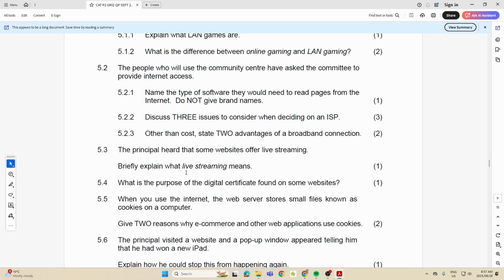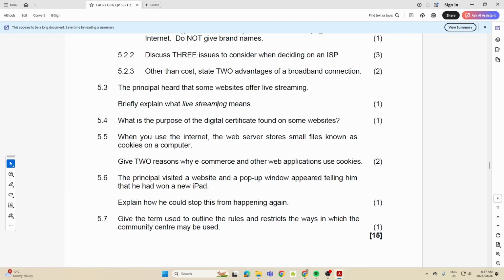What's the purpose of a digital certificate that is found on some websites? So there's another term for you to know, your digital certificate. It really indicates that the website is legitimate. That's one mark. That's as simple as you can get it.